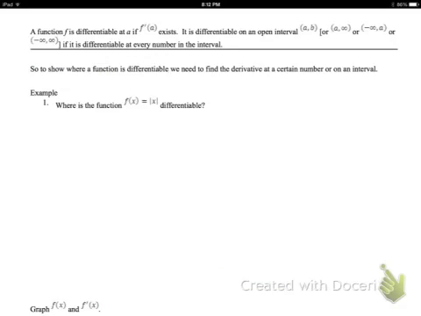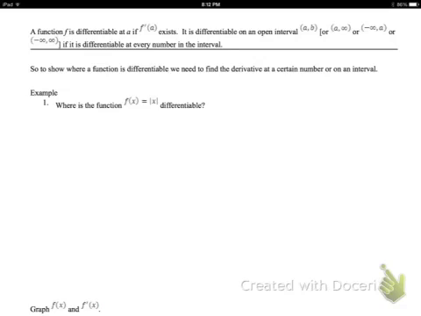Now, a function is differentiable at a number a if f prime of a exists. It is differentiable on an open interval from a to b, or from a to infinity, negative infinity to a, or negative infinity to infinity, if it's differentiable at every number in that interval. It's pretty basic. All right, so to show where a function is differentiable, we need to find the derivative at a certain number or on an interval. So for absolute value, where is the function differentiable?